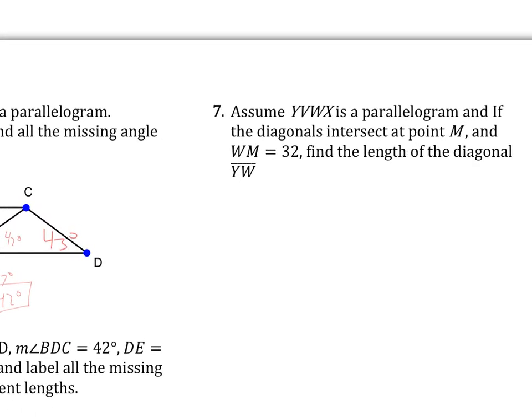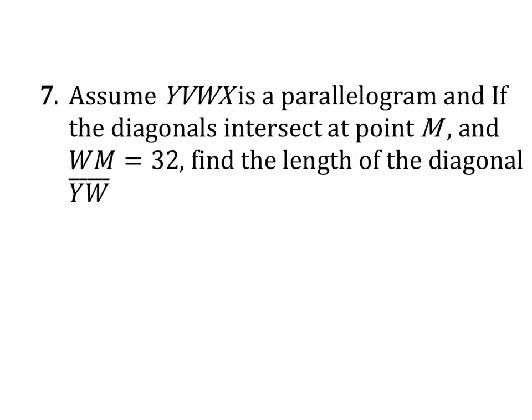Okay. Here's a question. What if we got YVWX as a parallelogram? Diagonals intersect at M. And we got some description here. We know WM is 32. Well, this one's a little more challenging because we don't have a drawing. Well, that's easy to fix. Go ahead and make a drawing. That's a great idea. Whenever you don't have a drawing, make a drawing that's being described. We've got a parallelogram. So let's draw a parallelogram.